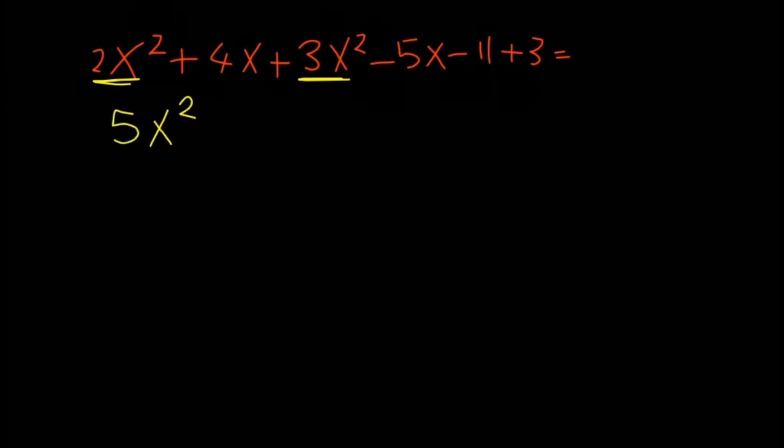What else? We have 4x with negative 5x. So 4x minus 5x. We have to keep in our mind how we add and subtract integers. Here we are actually adding integers with opposite signs. So with opposite signs, subtract. So I'm going to take negative 1x, which is actually negative x. Okay, let's keep going.